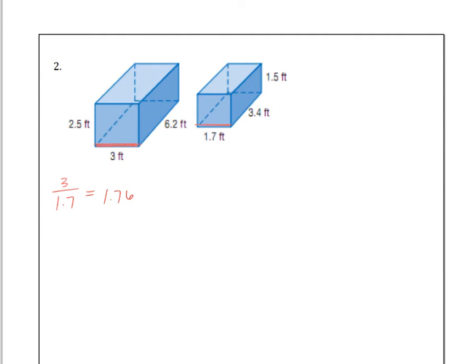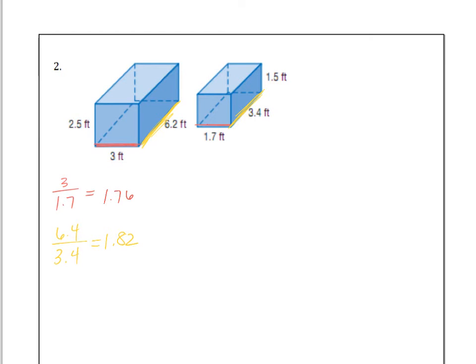Now let's take another length. So let's take the 6.2 and the 3.4. Those look like they match up. They correspond with each other. 6.2 divided by 3.4, 1.82. It is not the same. So I could stop right here and say these are not similar, they are not congruent, they are neither.